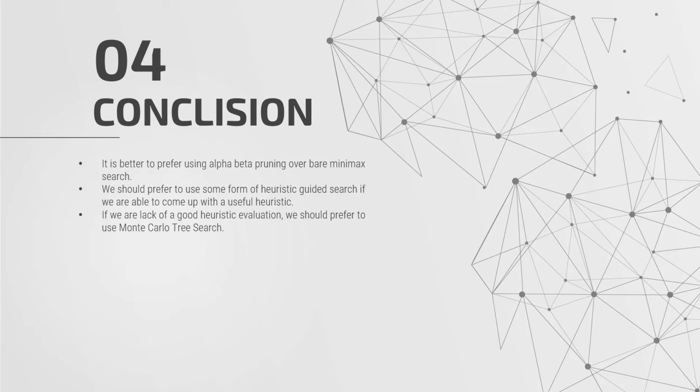After doing the experiments and getting results from them, I came up with these conclusions. It's better to prefer alpha beta pruning over bare Minimax search. We should prefer to use some form of heuristic guided search if we are able to come up with a useful heuristic. If we lack a good heuristic evaluation, we should prefer to use Monte Carlo search.